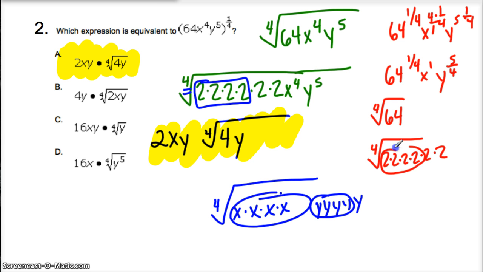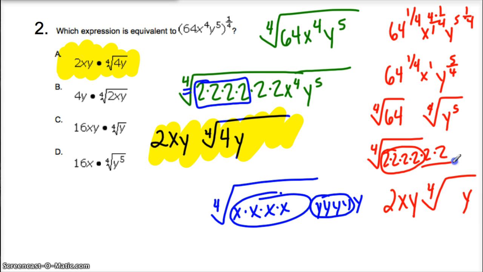And then you could group of 4 2's. So a 2 would come out. This x would just hang out because it's just an x. And then 5/4, that becomes the 4th root of y to the 5th, which is the same thing as I showed you down here. There's 5 y's in there, so one group would come out, and you'd have 1 y left with these 2 times 2. So you're really doing the same thing, just in 3 different parts.